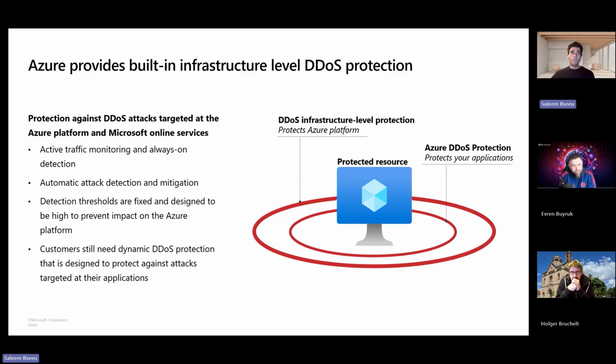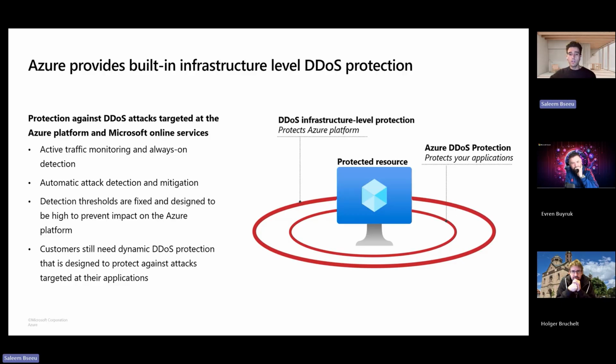Now, the application-specific attacks that are targeted towards your applications, I'm just going to give you an example, right? Let's say there's an attack of 400,000 packets per second. Let's say it's a TCP SYN flood attack. For Azure, that's just normal traffic. Many customers have 10 times, 100 times more. But for your application, that can bring it down.